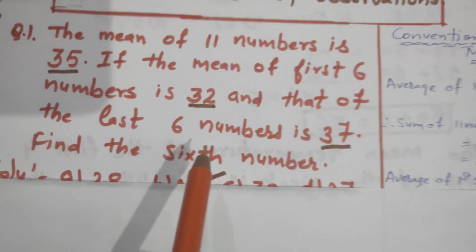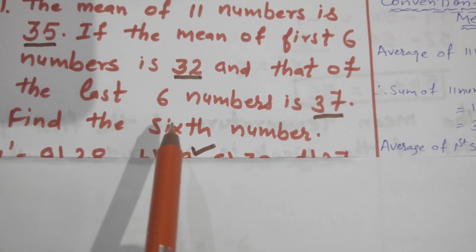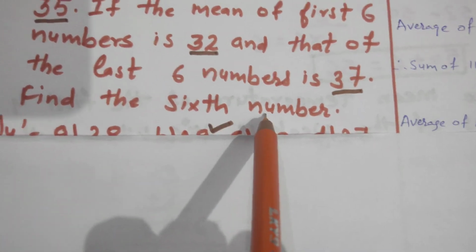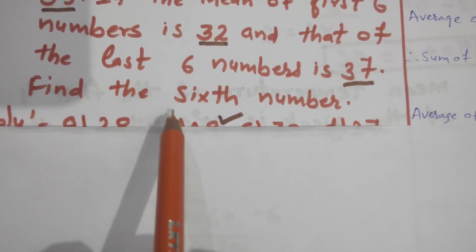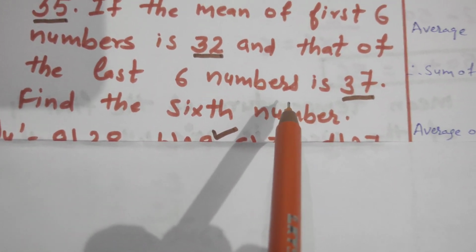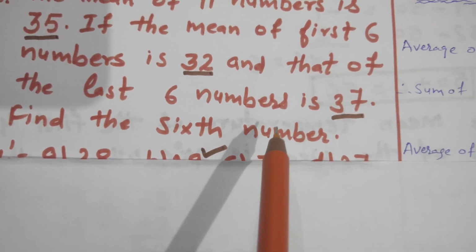So today we will learn how to find the 6th observation. Now they are asking to find the 6th observation, meaning the observation which is being repeated, right? So the conventional method to solve this question is like this.